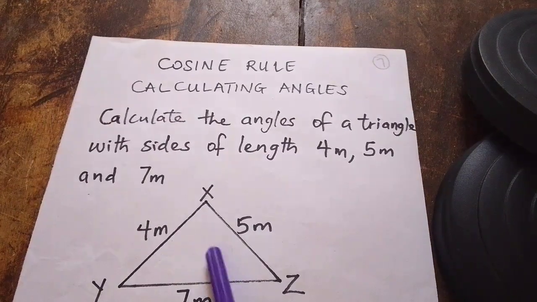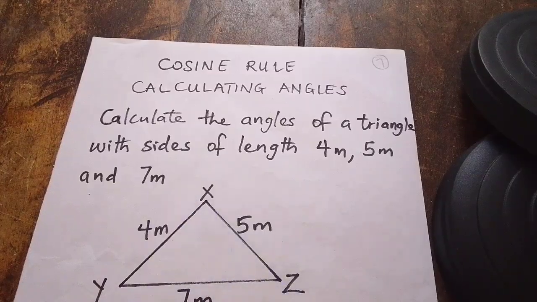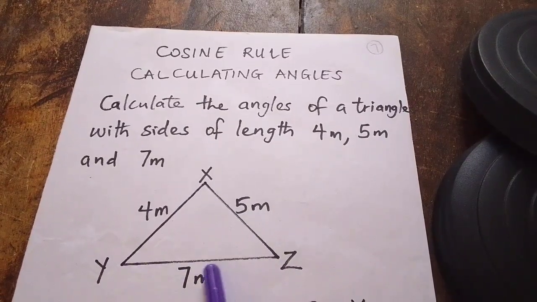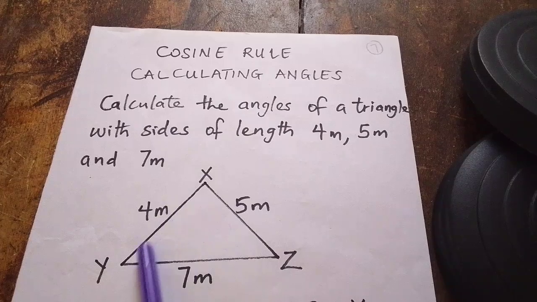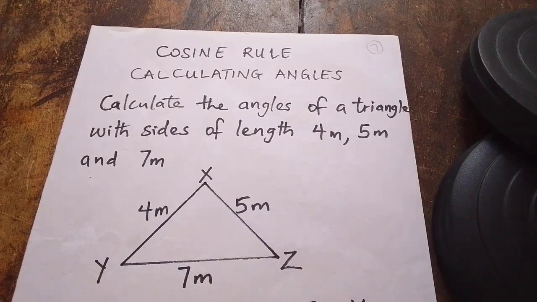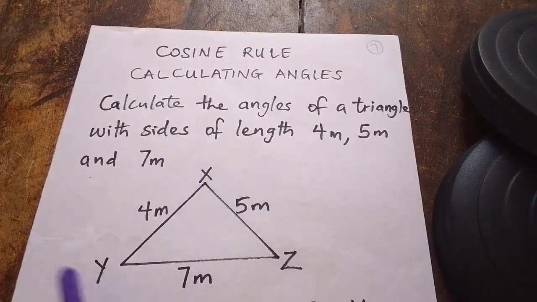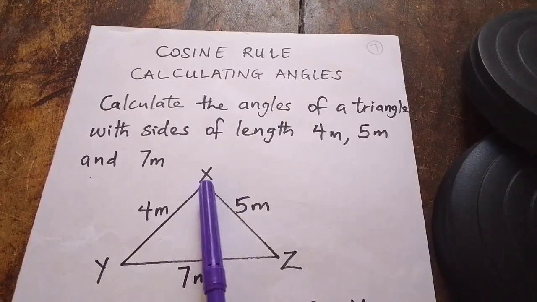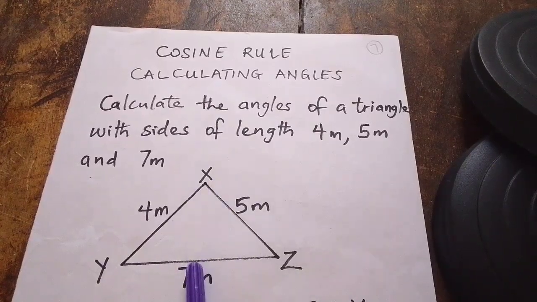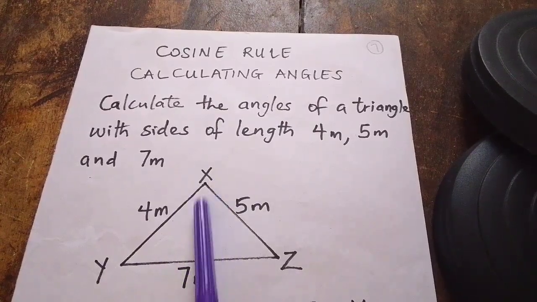So assuming this is the triangle, you are given that the sides are 7 meters, 4 meters and 5 meters. We want to use the cosine rule to find the values of the angles inside this triangle. Now we can name the parts of this triangle. Let's name them x, y, z. If we want to look for this side x, that means x squared should be equal to the squares of these other two sides minus 2 times this and this, then times cos x.